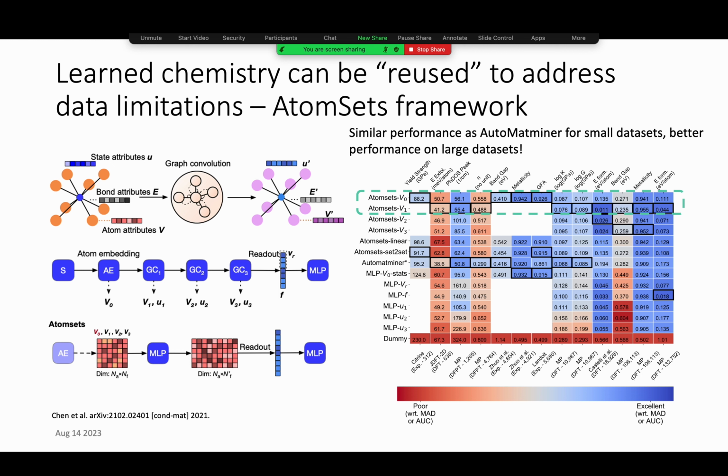So there's this framework that we developed called the atom sets framework. Essentially, we use a pre-trained graph neural network model like MEGNet as an encoder. We extract the intermediate layers of the graph convolutional layers, so we get the elemental features as well as the finer features. And we simply use a feed-forward neural network or multi-layer perceptron to predict different properties, right?